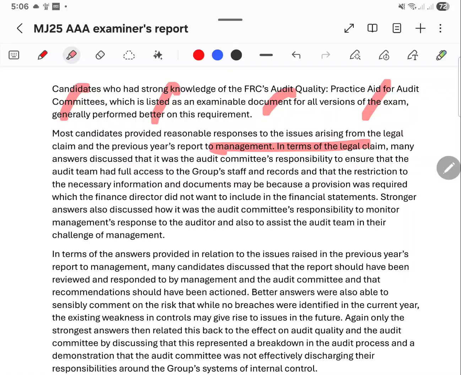In terms of the legal claim, many answers discussed that it was the audit committee's responsibility to ensure the audit team had full access to the group staff and records, and that there was no restriction on the necessary information. Documents may be required because a provision was required, which the finance director did not want to include in the financial statements. Strong answers also discussed how it was the audit committee's responsibility to monitor management's response to the auditor and assist the audit team in their challenge of management.